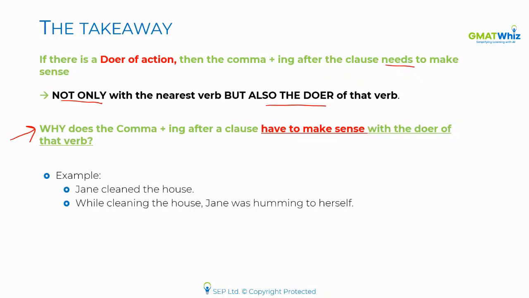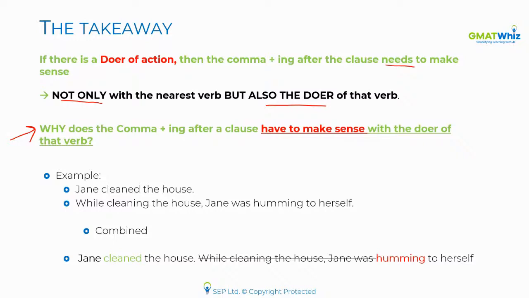If I have two sentences, Jane cleaned the house. While cleaning the house, Jane was humming to herself. If I want to combine these two statements, look at what the statement looks like. Jane cleaned the house, then I'll put a comma, humming to herself. So who is humming? Jane is humming. That is why if you have a doer, then the comma plus ing must make sense with that doer. Hope this is clear, guys. This is very, very important.